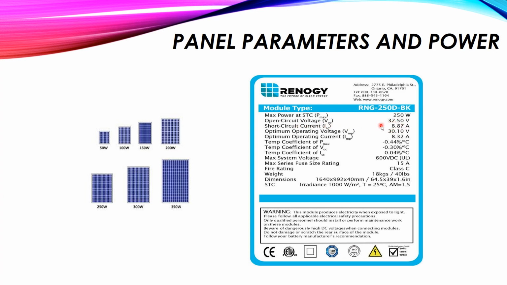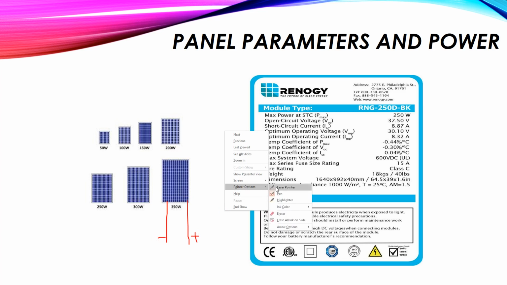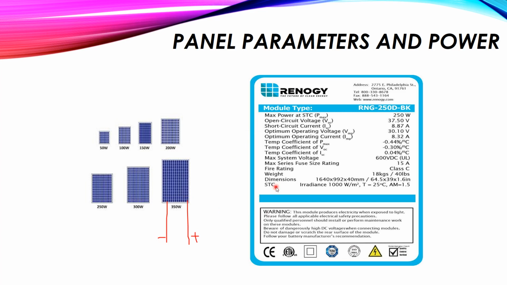So what does this represent? Let's see the two terminals of this panel: we have positive and negative. When we measure by using the avometer the voltage between positive and negative, you will find that this one is equal to the open circuit voltage.